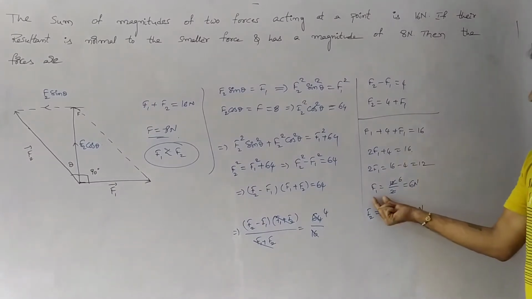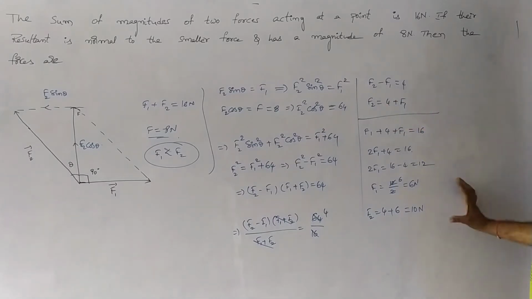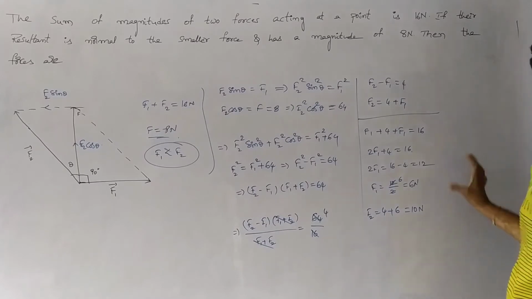So here we got f1 equals 6 Newton and f2 equals 10 Newton. So these are the magnitudes of the two forces. Take a screenshot. We'll continue with the next problem.